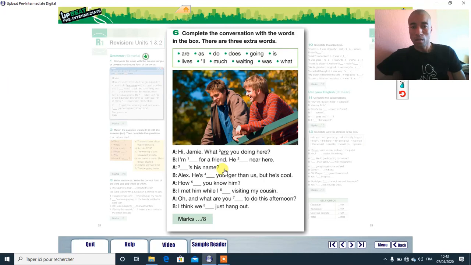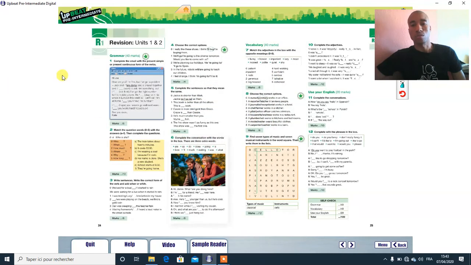Okay. And here, hi Jamie, what are you doing here? I am. So which one is going to suit the sentence here? Of course, this one, waiting. I am waiting for a friend. Okay, and then you complete the other ones. I think that it's easy. You read the dialogue first completely, and then you think of the right answer to use.